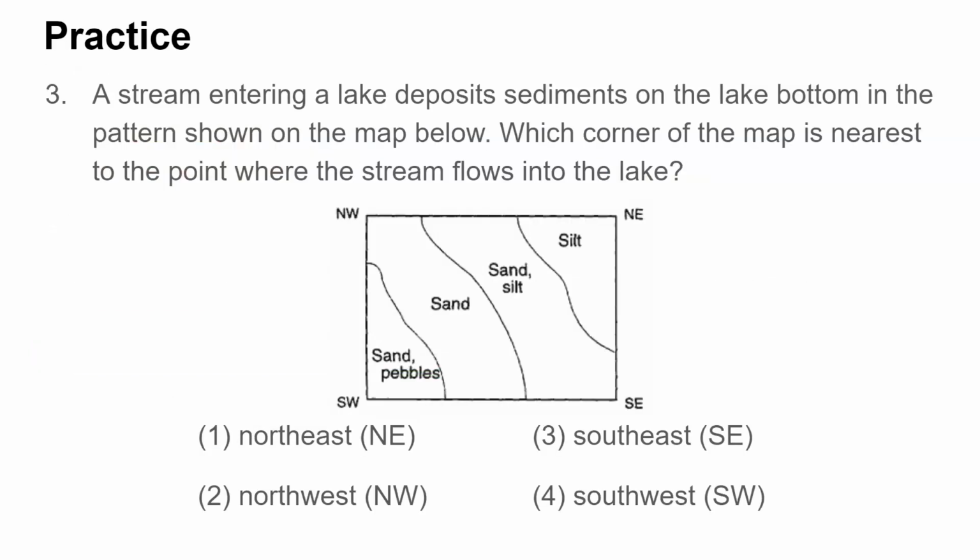Third and final practice problem, we have a stream that is entering into a lake, and we want to know which corner is closest to the point where the stream flows into the lake. So you have to think back to this idea of horizontal sorting. When water flows into a lake or an ocean, any larger body of water, it's going to slow down. And when water slows down, it's going to deposit the largest size particles that it's carrying before it deposits the smallest size particles. So we take a look at the diagram, and I notice that silt's in the northeast corner.